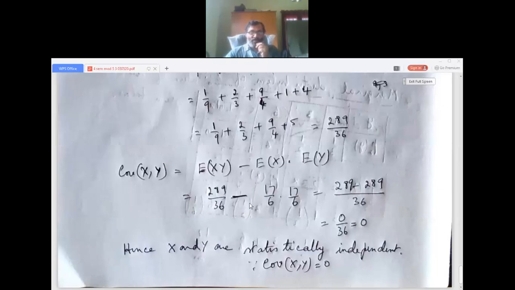So I wind up the session here. To summarize today's session, I solved two problems from the model question paper, that is, problems in joint probability distribution, marginal distribution, and covariance.